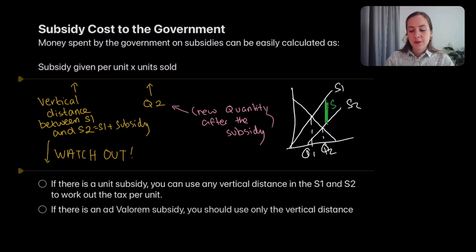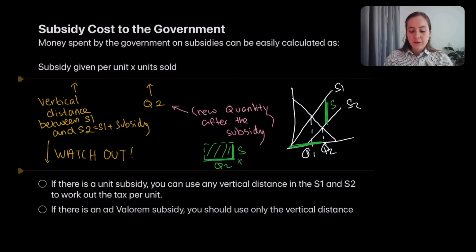Therefore, the subsidy cost to the government is going to mean they're going to subsidize all these Q2 units, all those Q2 units, and they're going up by the subsidy, and we multiply these together. Remember from maths a long time ago, that would give you the area of a rectangle.